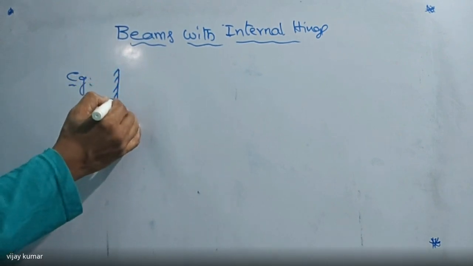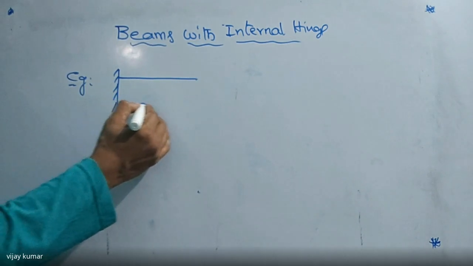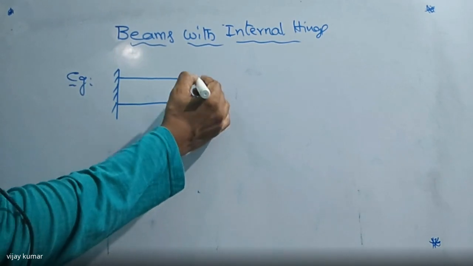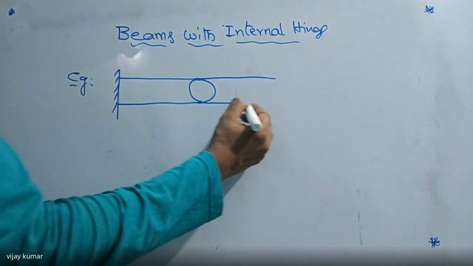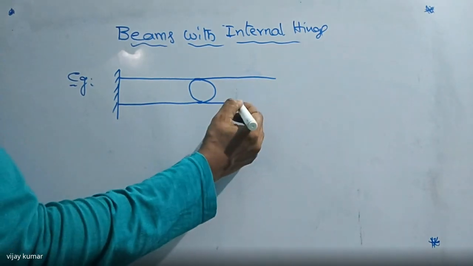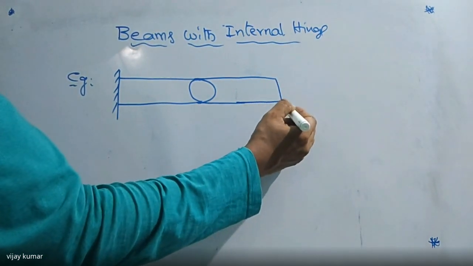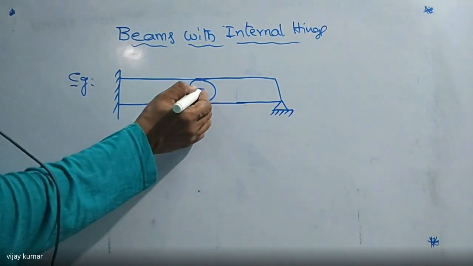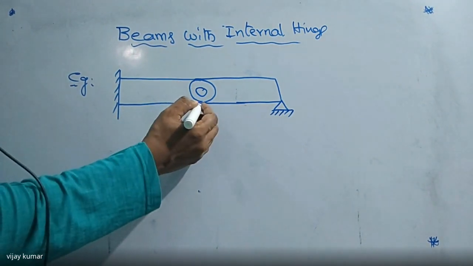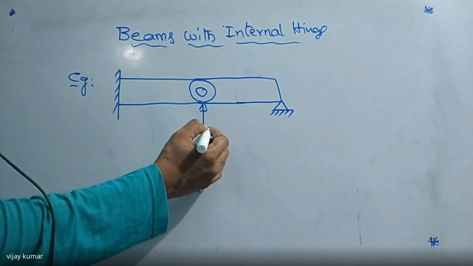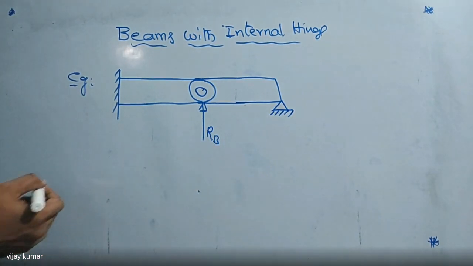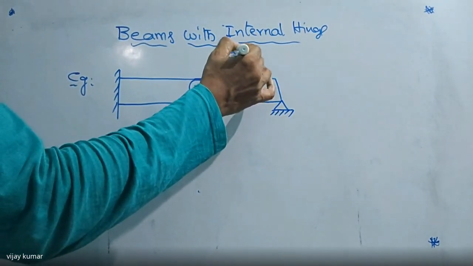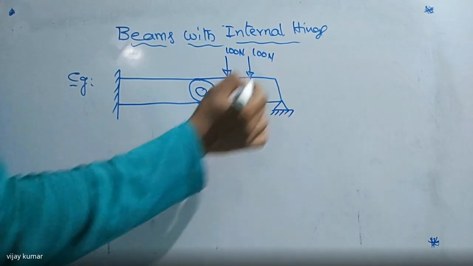This is one bar that is hinged to another bar. This is the bar. It is placed simply over a support like this. This is hinged here, and here they are asking for the reaction. That is, you have to find the RB value. And here two forces are given. This is 100 newtons, and this is also 100 newtons.